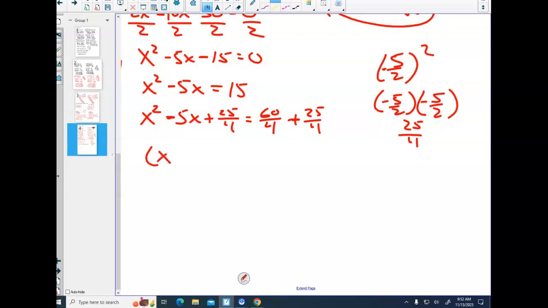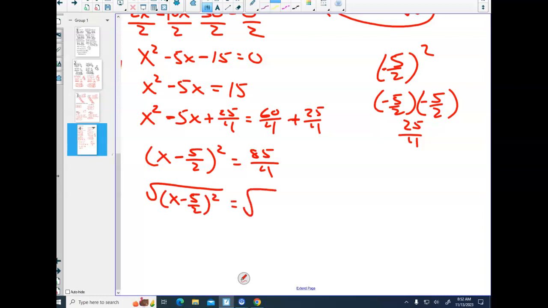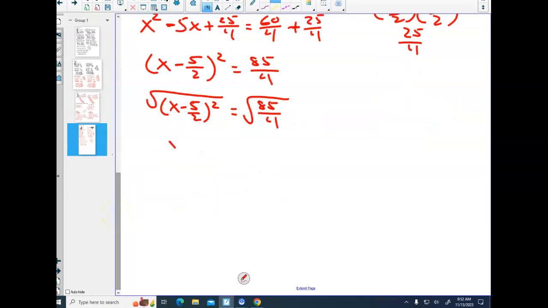When I factor, it's always half the middle term. And then this is 85 over 4. And now we're going to do the same process. I'm going to square root x minus 5 halves, square root of 85 over 4. When you take the square root of things, obviously this is x minus 5 halves.